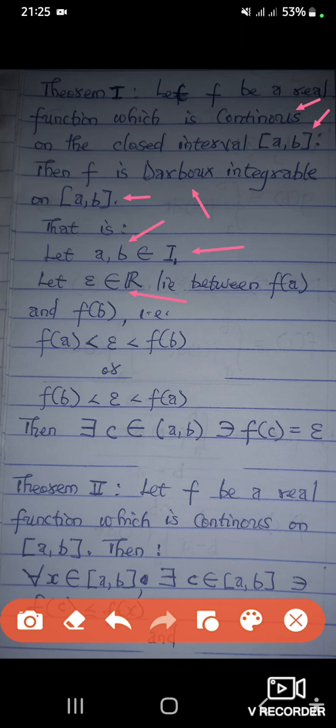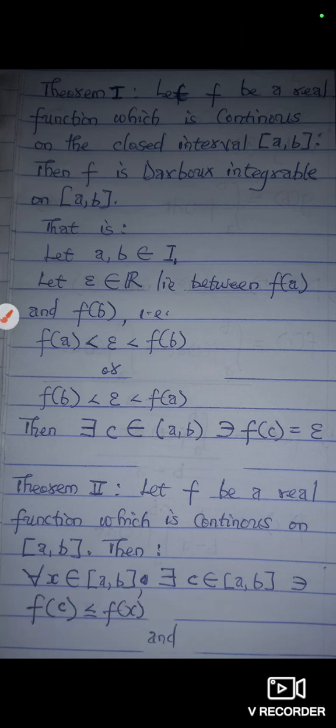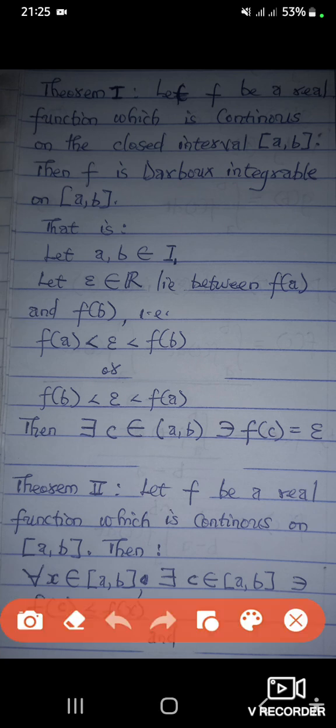Now, if that is true, then epsilon will lie between f(a) and f(b), either in this form or in this form. In the first scenario, the function at b is greater than the function at a. In the second scenario, the function at a is greater than the function at b. In both scenarios, epsilon is lying between them.